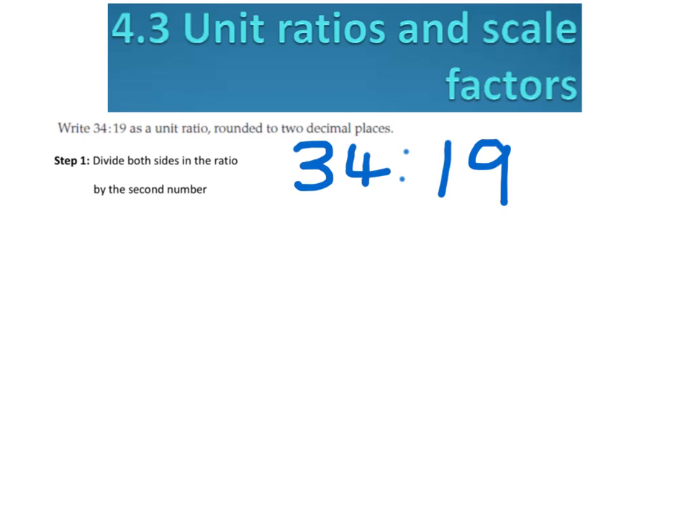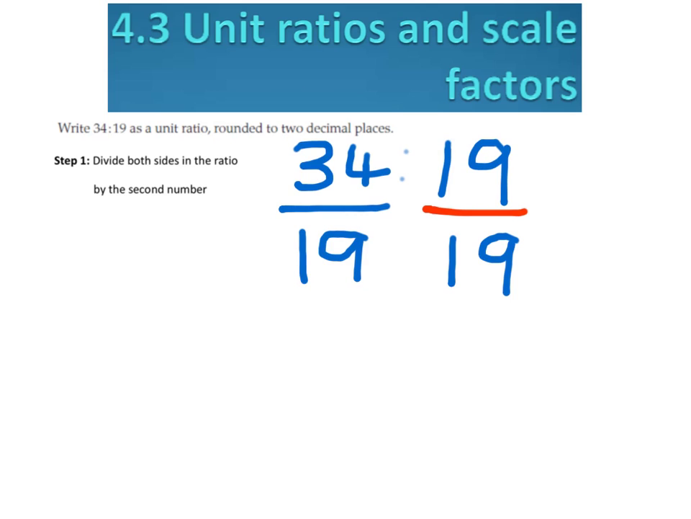The way we find unit ratio is dividing both sides in the ratio by the second number. So in this instance, 19 is our second number, okay? So we're going to divide both sides by 19. If I do 19 divided by 19, that's obviously going to equal 1. And then on the other side, I'm going to divide the 34 by 19, which to two decimal points on the calculator gives me 1.79. And this 1.79 is what we call a scale factor, if you remember from the definitions, just as a reminder.